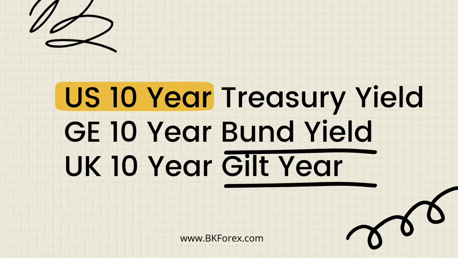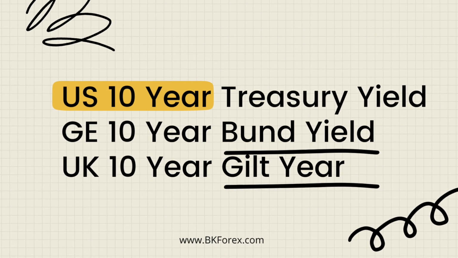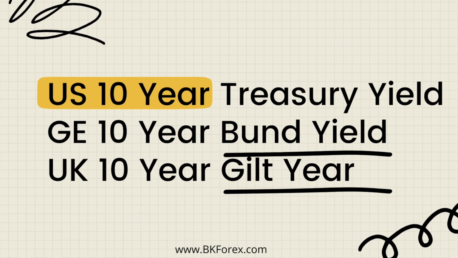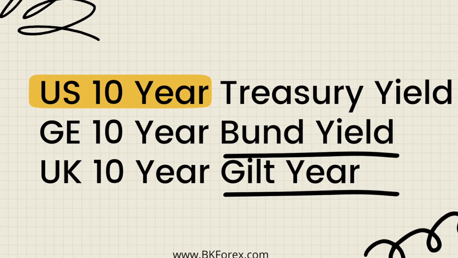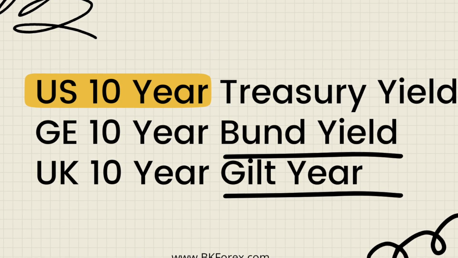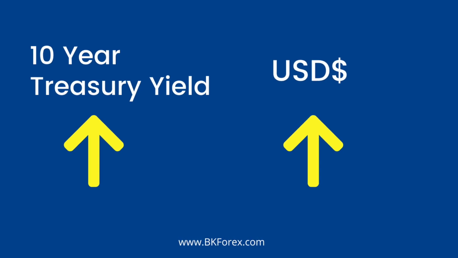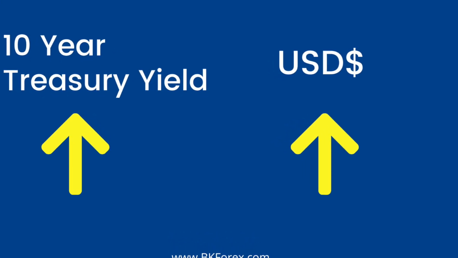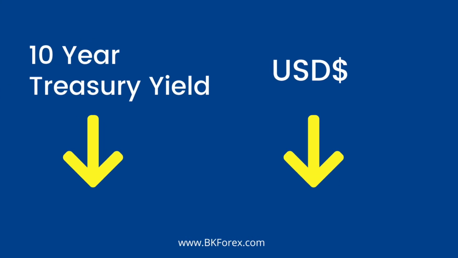The most common yield to watch, and the most common one that I watch, is the 10-year Treasury yield for the US, the 10-year Bund yield for Germany, and the 10-year gilt yield for the UK. When the 10-year Treasury yield is up, that tends to be positive for the US dollar. And when it is down, that tends to be negative.